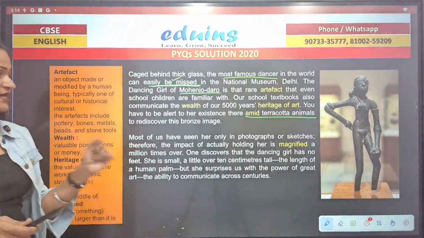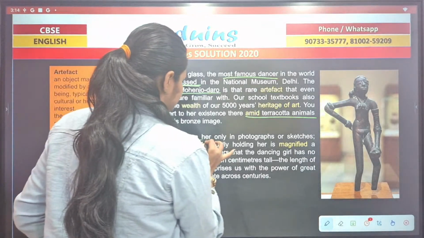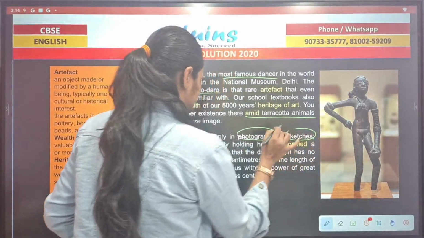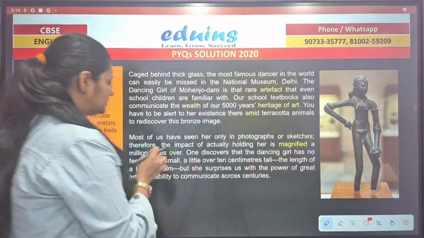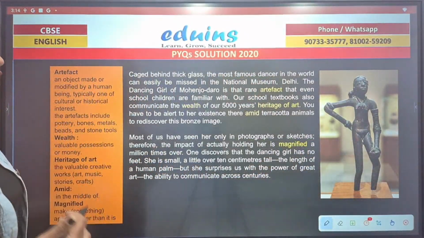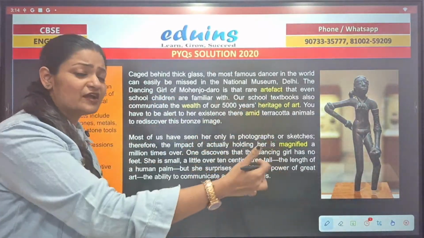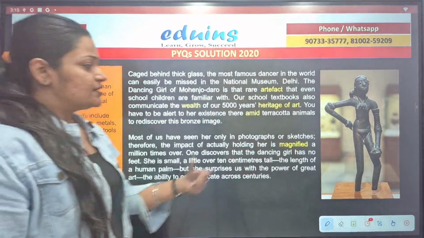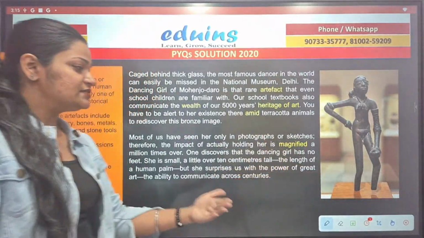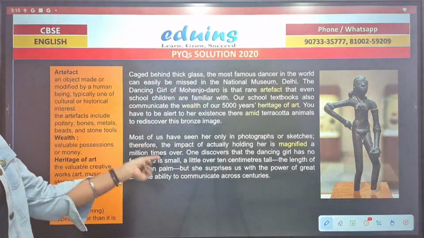Okay, now the next paragraph. Most of us have seen her only in photographs or sketches. Okay, we have seen this in photographs and sketches only. Therefore, the impact of actually holding her is magnified. Magnified means to make something appear larger. So it is small in size, but holding her, the impact gets magnified, a million times over.